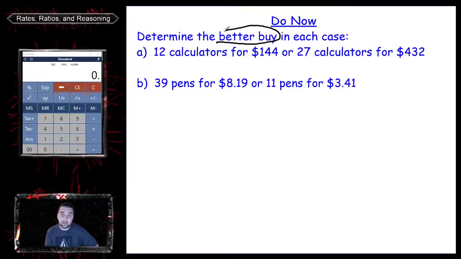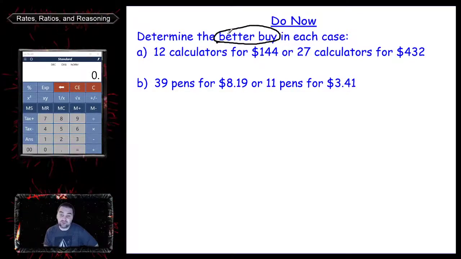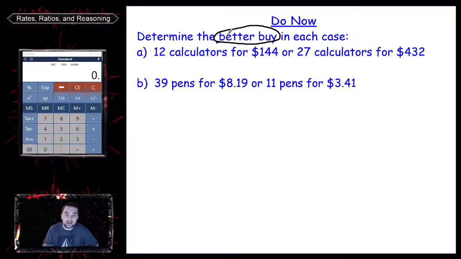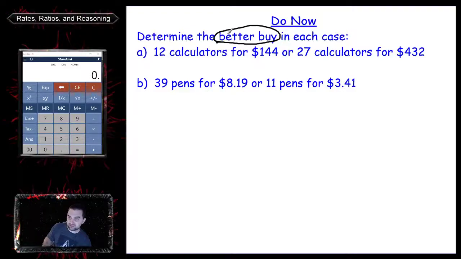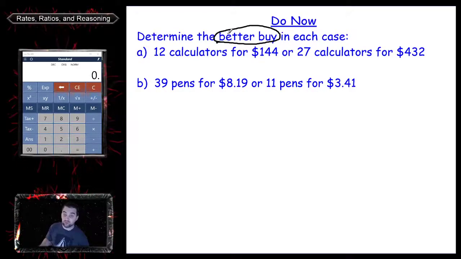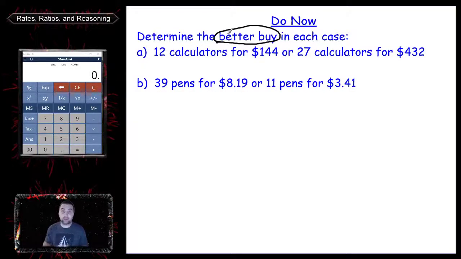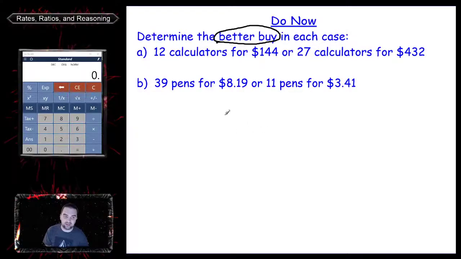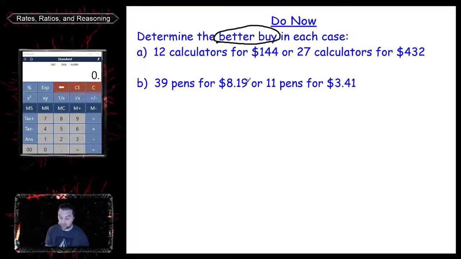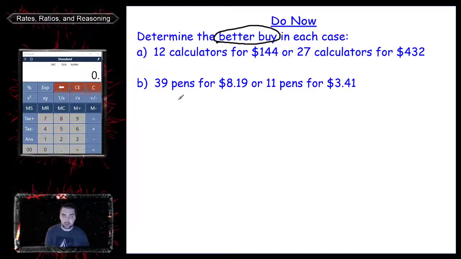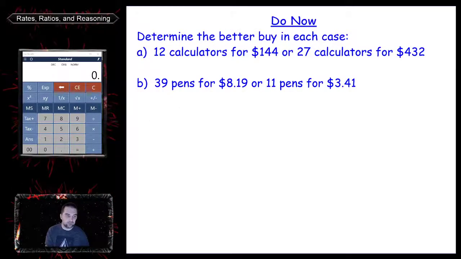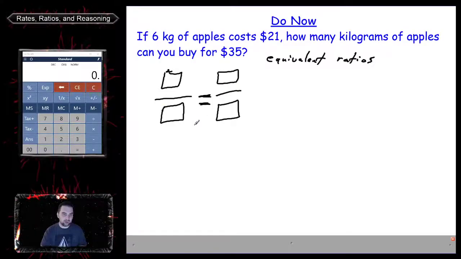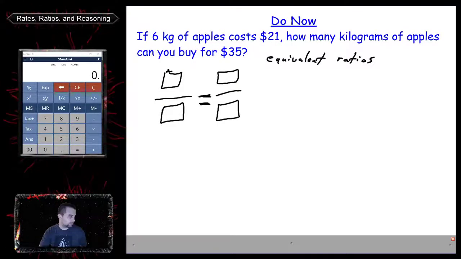All right, and the next do now question, you are just looking at better buy, and what I mean by better buy is just what is the better value. So it might be the 27 calculators, it might be the 12. You're looking for how much money you're spending per calculator, and if that doesn't give you a hint that you should be doing unit rates there, then you should probably go back to the other video and review what unit rates are. Okay, pausing the video now, go for it.